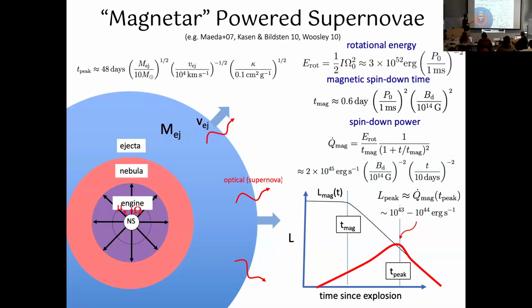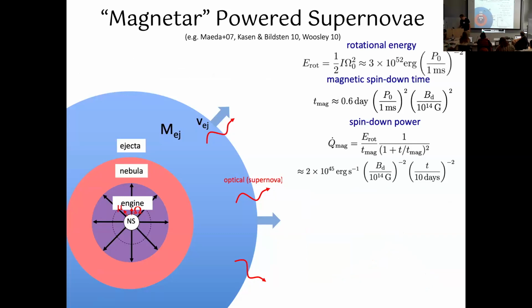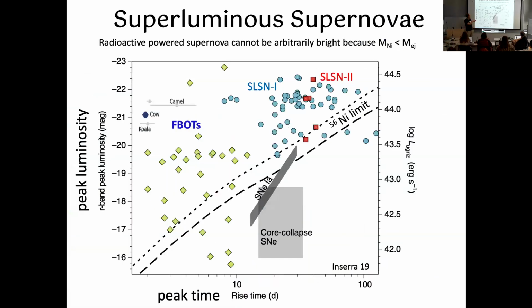And so if you take this spin down power and you plug in the peak time, you get an estimate of how bright of a supernova I could get from a magnetar with particular parameters. And again, if the magnetic field is around 10^14 Gauss and the spin period is a few milliseconds, I can get luminosities which are substantially brighter than an ordinary supernova. And this is one of the going models for the type I supernova in particular.